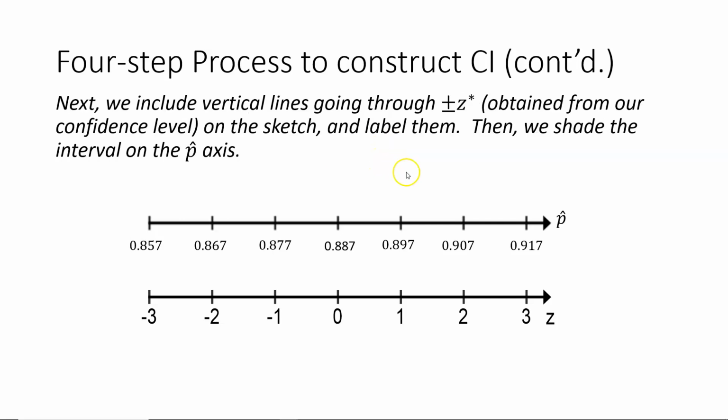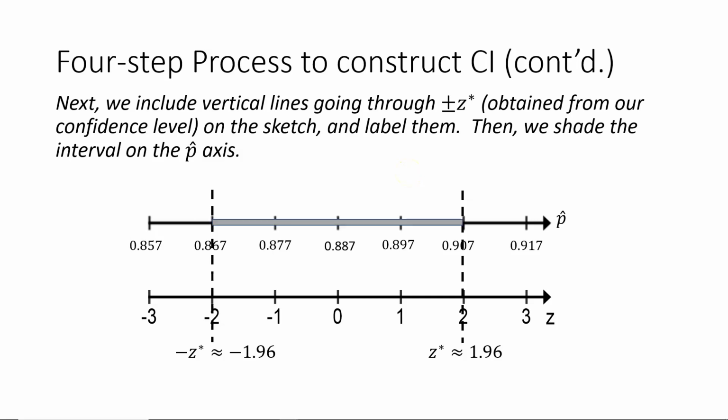All right, the next thing we're going to do is include some vertical lines that go through the plus and minus z asterisk values. Remember, those were negative and positive 1.96. We then label those values down below the dashed lines, and then we shade the interval on the p-hat axis. This is the confidence interval that I have just shaded in between the two vertical dashed lines.